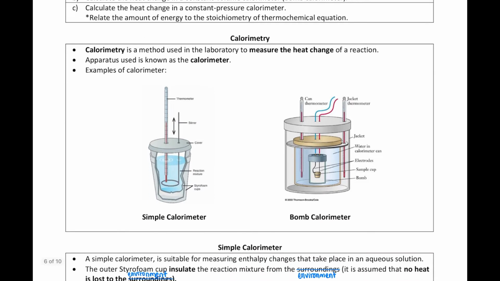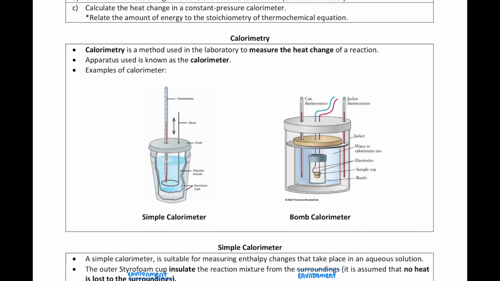Okay, so there are 2 terms here, calorimetry and calorimeter. Okay, so calorimetry is a method used in laboratory to measure the heat change of a reaction. Okay, calorimetry is a method ataupun teknik yang digunakan dalam lab untuk measure heat change of reaction. Okay, and the apparatus used to measure the heat change is what we call calorimeter. Okay, so dia dua benda yang berbeza lah.